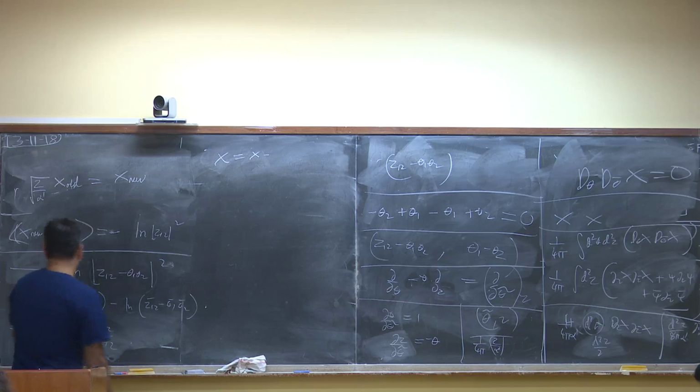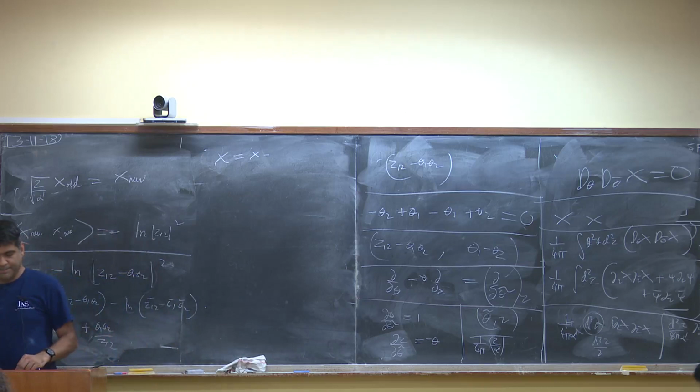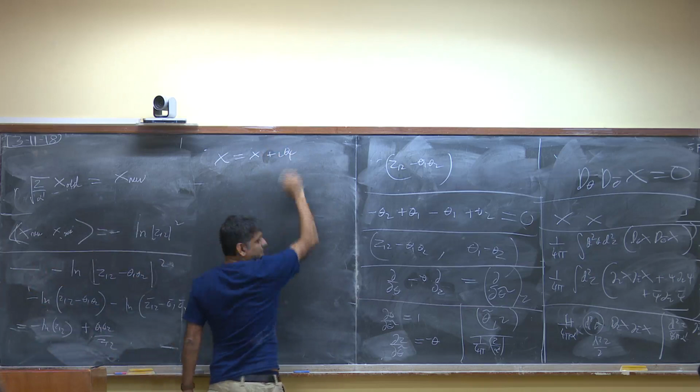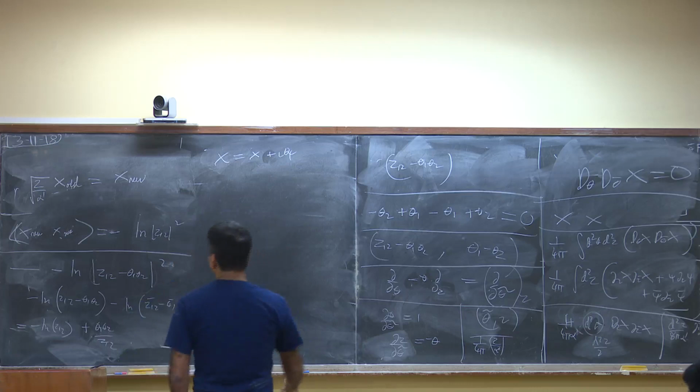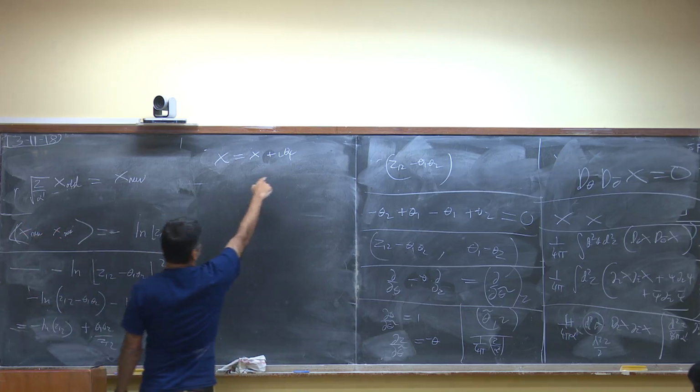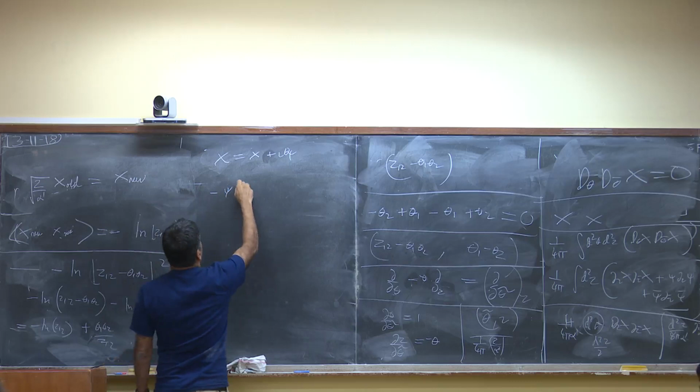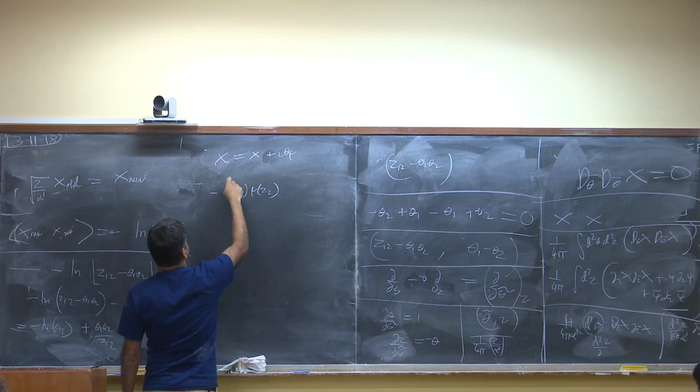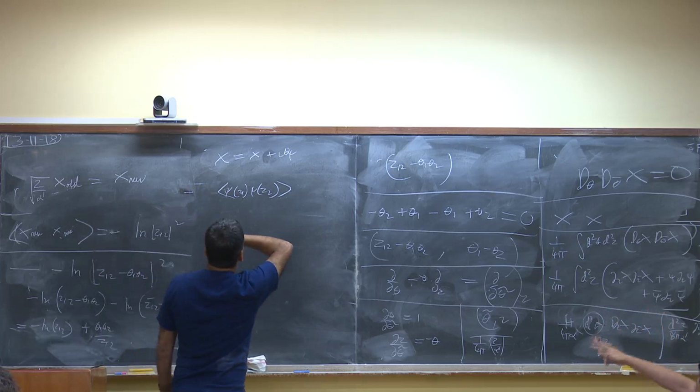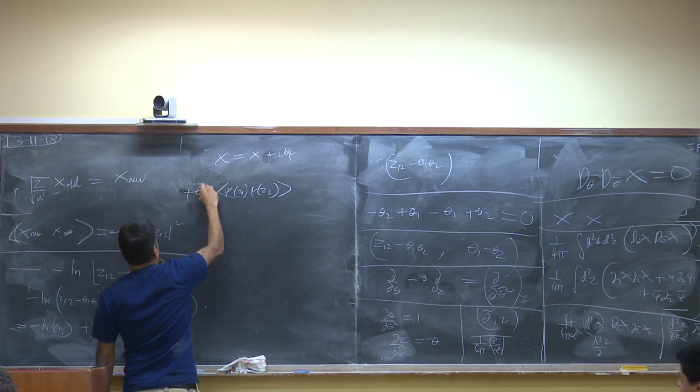So this guy now, what does it mean? Let's remember that X was equal to x plus i theta psi. All the anti-holomorphic parts we don't need for this argument. So when we take X with X, and we look at the term that's theta1 theta2, what we're getting is minus psi of z1 psi of z2. Actually, plus, because the other theta2 will travel through psi of z1. Absolutely right.